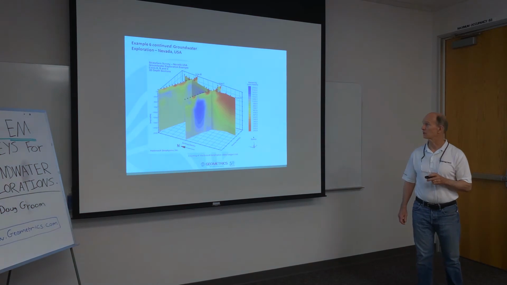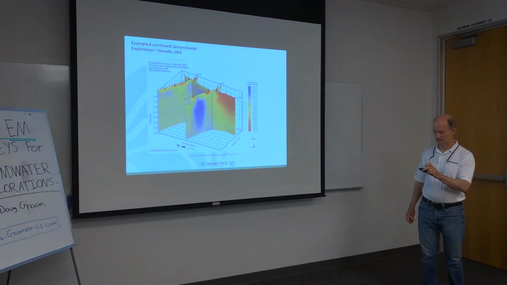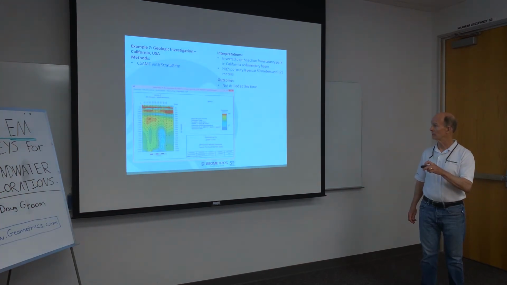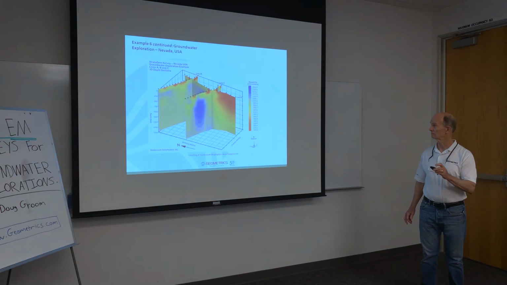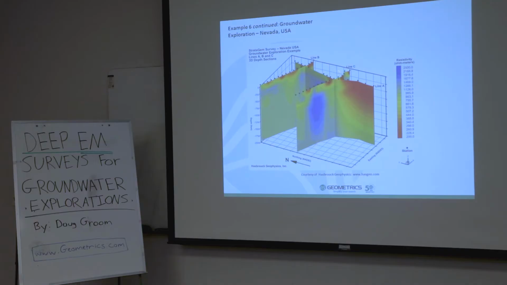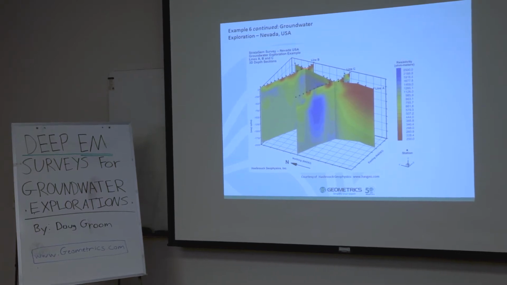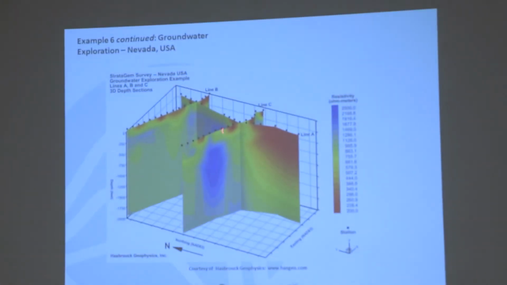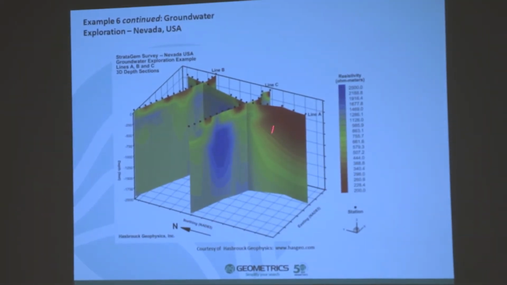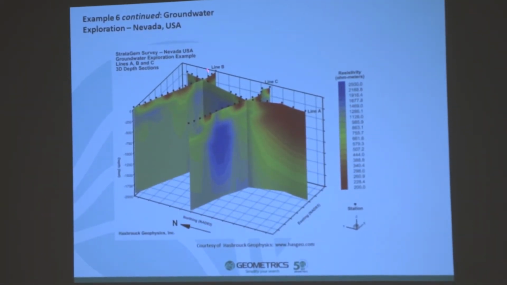This is another groundwater survey done in Nevada, in the United States, and basically this is a number of different lines that were done at this mining operation, looking for the water. This is the section that we looked at previously. And by doing a number of different lines, they focused in on the area that was the most likely to be productive as a well.